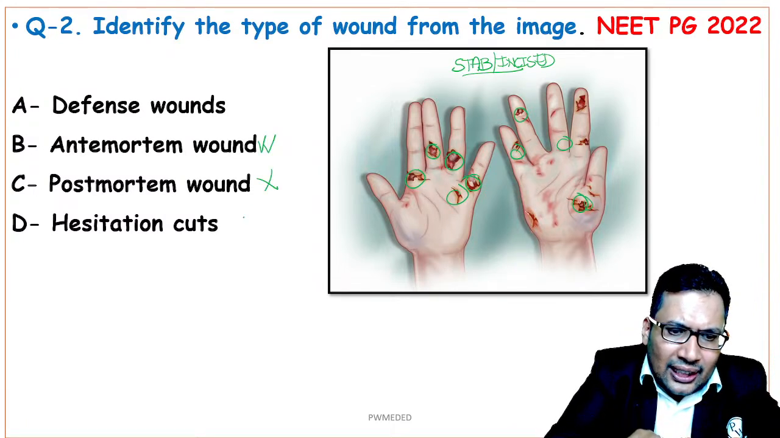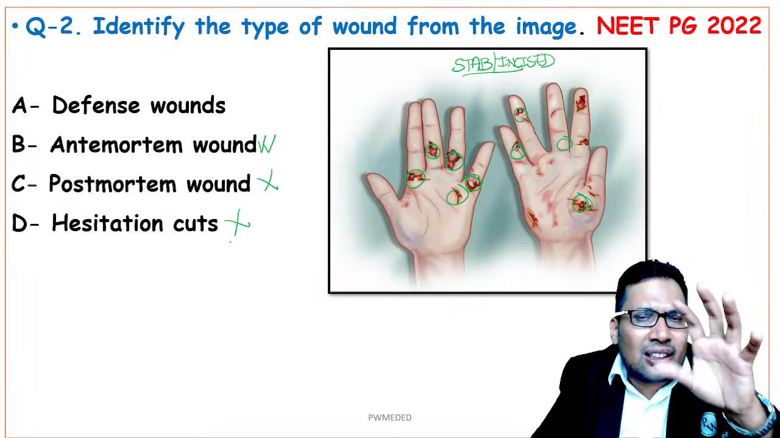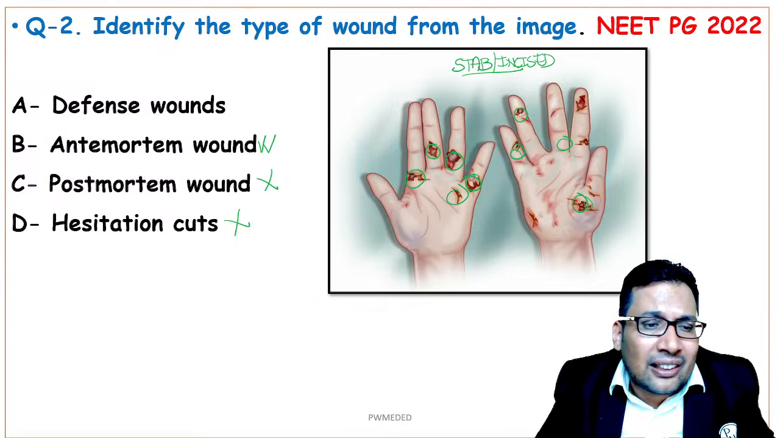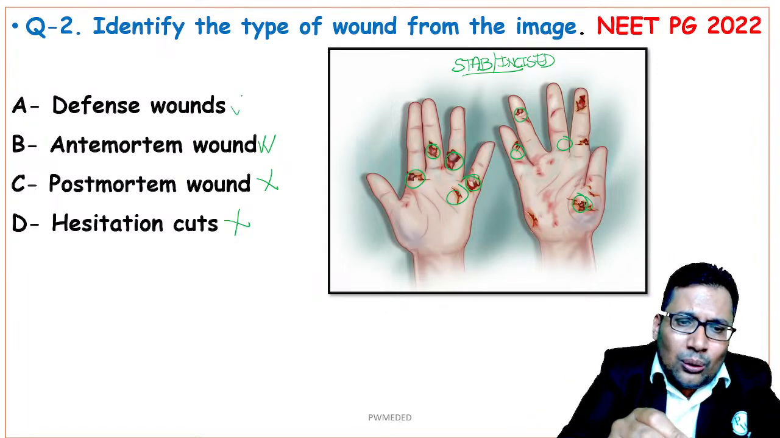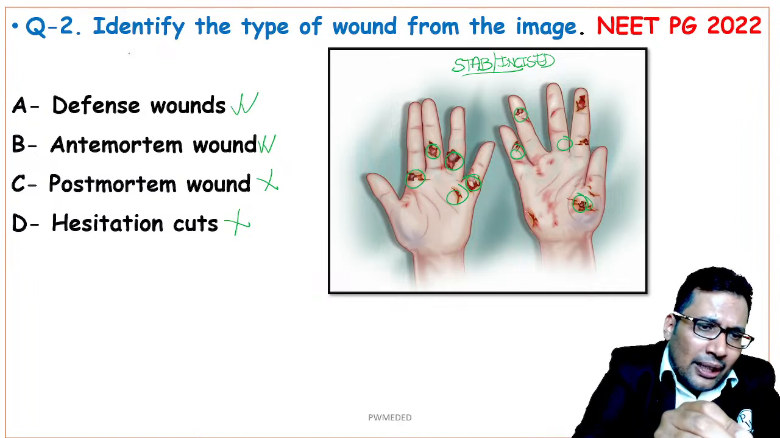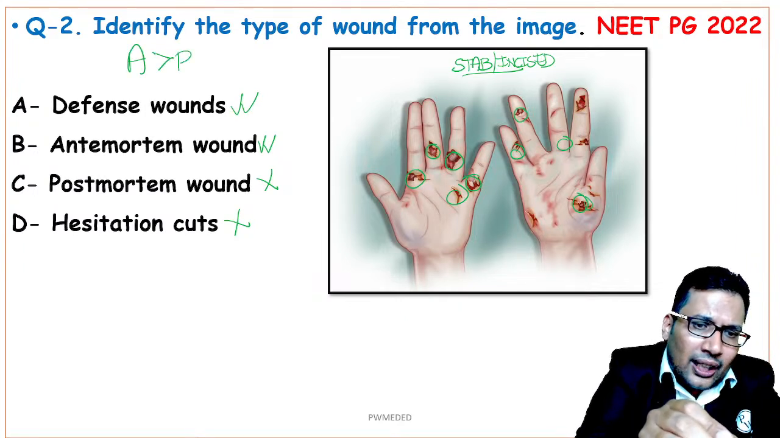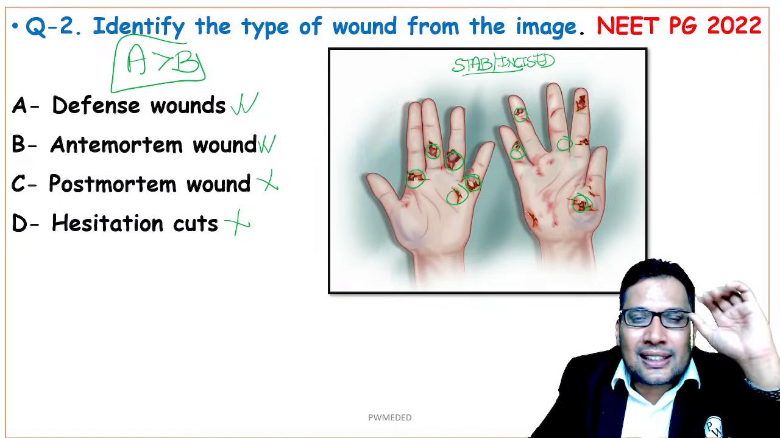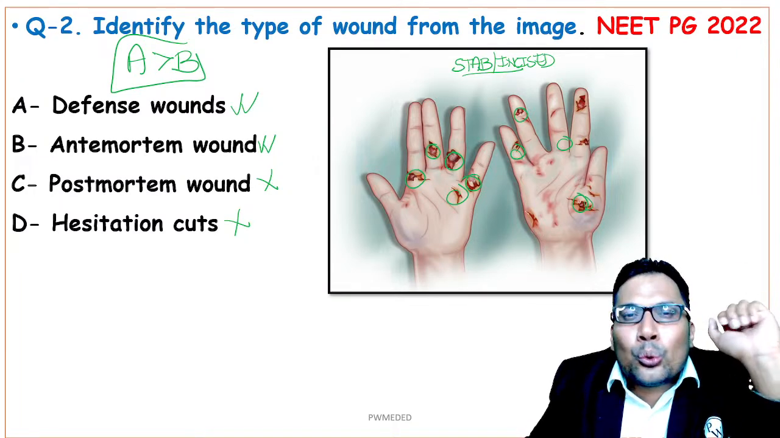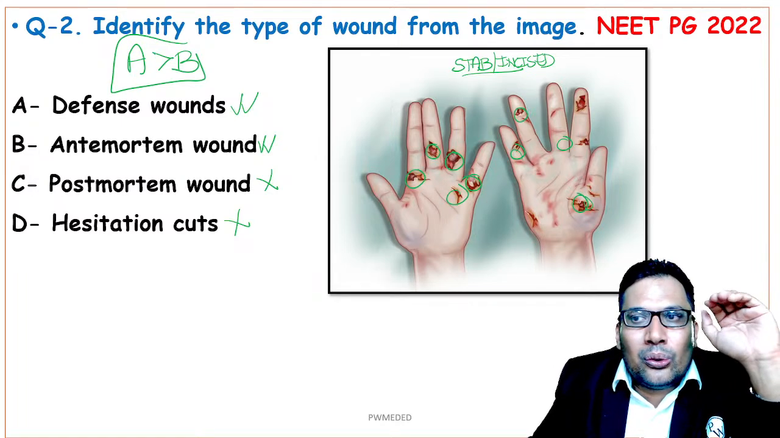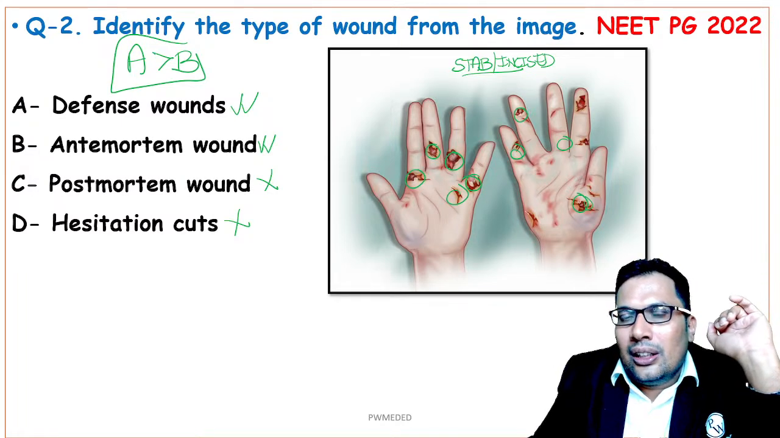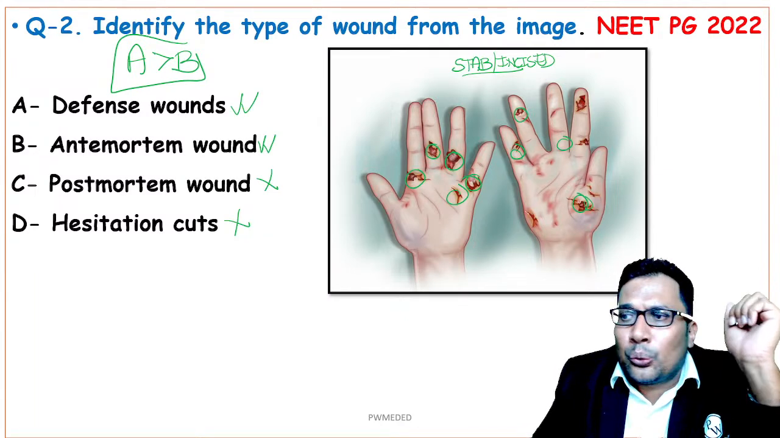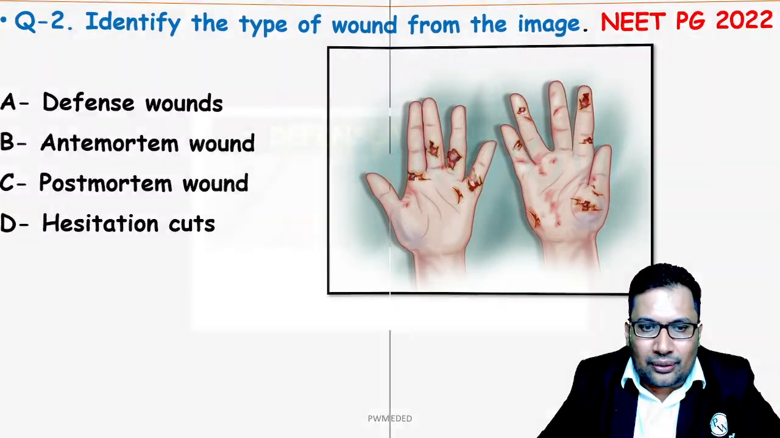And C is definitely not the answer. It is not hesitation cuts. Hesitation cuts are common over the wrist, not over the palmar aspects of the fingers. So the answer can be A and also B, but the better answer is A more than B. It can be a defense wound. The examiner is asking whether you know about defense wounds or not. Definitely defense wounds are antemortem, but the accurate answer is defense wound.